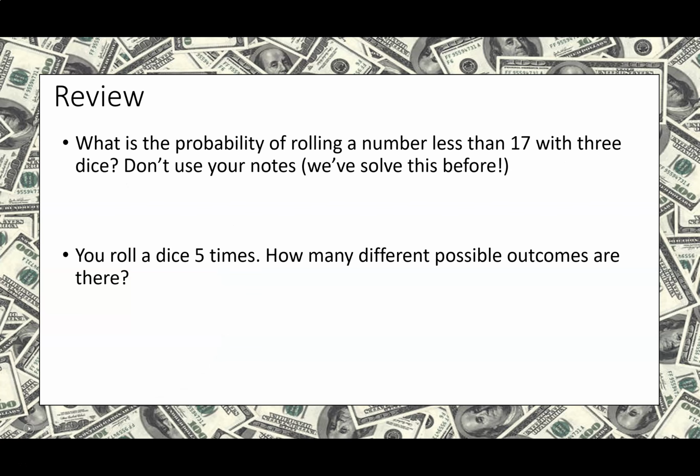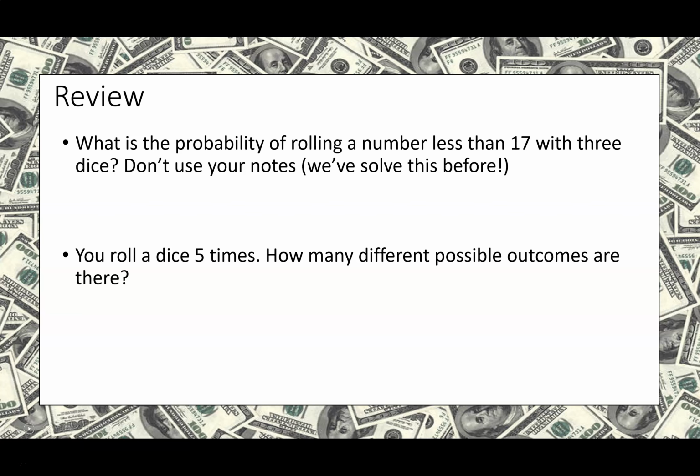All right, here we go. What's the probability of rolling a number less than 17 with 3 dice? We've solved this exact problem before. It's kind of tough to mix these problems up just because the numbers get too big that you kind of have to limit it to this particular problem. All right, don't use your notes to solve this if you want to pause and try this on your own.